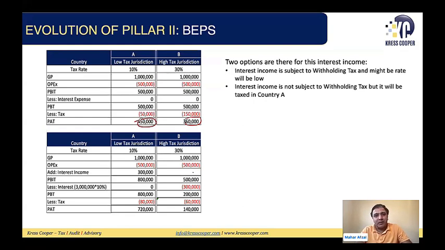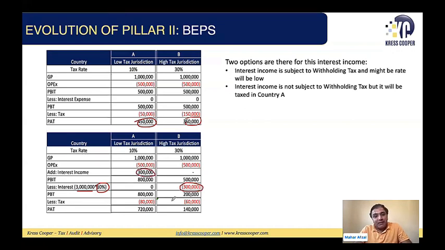Now they have structured one loan. As I discussed, the UAE company might be giving a loan to the UK company at a higher interest rate. Now they have given a loan at 10%. This is a 3 million loan, given from the low tax jurisdiction company to the high tax jurisdiction company. So it becomes interest cost for one and interest income for the other.